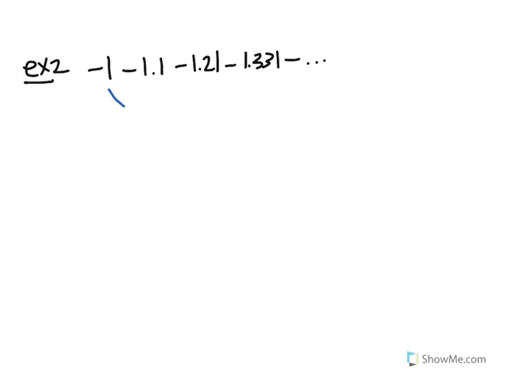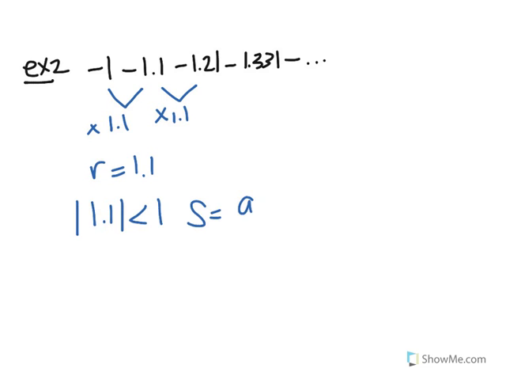So for this one, to get from one term to the next, it looks like I'm multiplying by 1.1. Because negative 1 times 1.1 is negative 1.1. When I multiply 1.1 by negative 1.1, I end up getting negative 1.21. So it looks like the common ratio is 1.1. So is the absolute value of 1.1 less than 1? If so, I'm going to use the formula that I used before, a1 over 1 minus r. Well, this is not true, so I'm not going to use that formula.